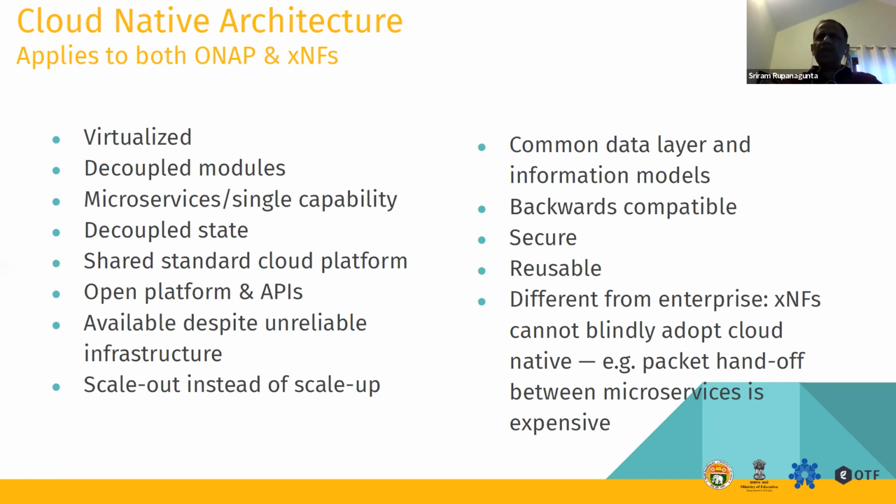And then there are some other principles, like you typically scale out rather than scale up. When you need more capacity, essentially you scale out and create more instances. And they're all reusable and secure. So these are some of the principles of a standard cloud native architecture. ONAP pretty much imbibes all of those principles, but also the XNFs that are onboarded on ONAP follow the same principles.